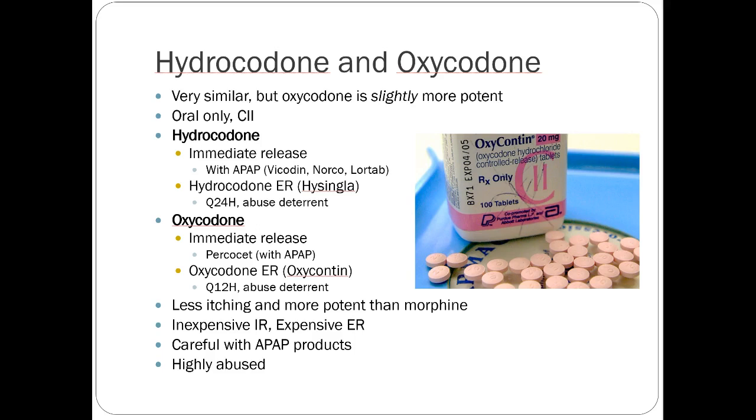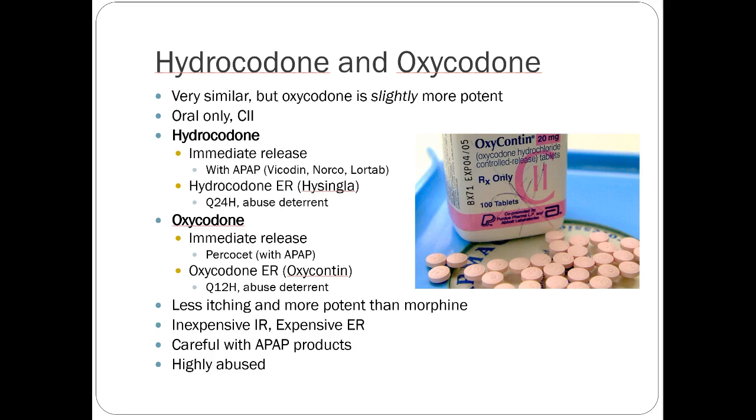There are a lot of different variations of these too. The basic one is 5 hydrocodone, 5 oxycodone, but you might have ones that are 7.5 milligrams, 10 milligrams, and that's the hydrocodone or oxycodone component changing and increasing in dose. The acetaminophen component always has to be 325, can never go higher than that.